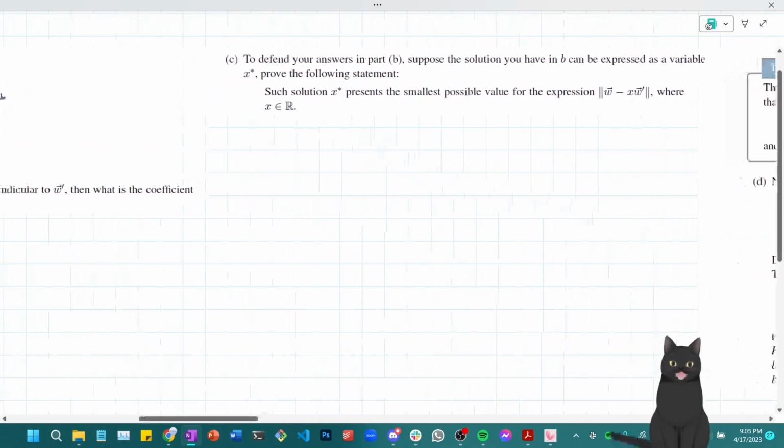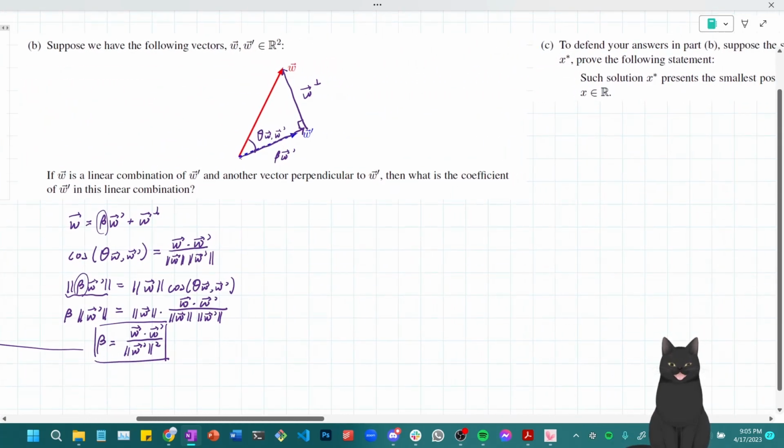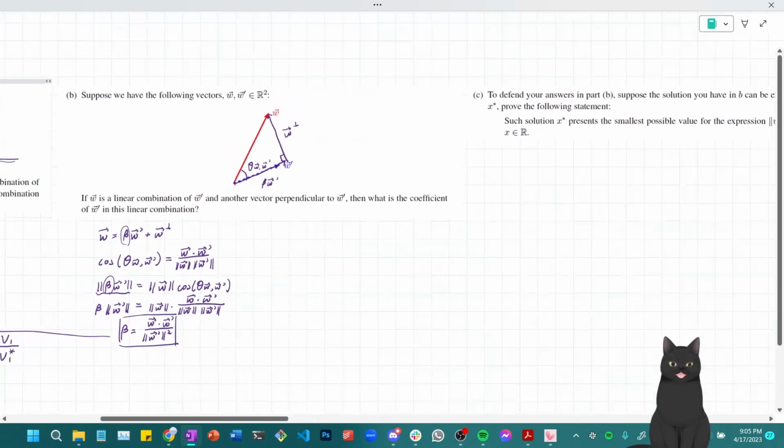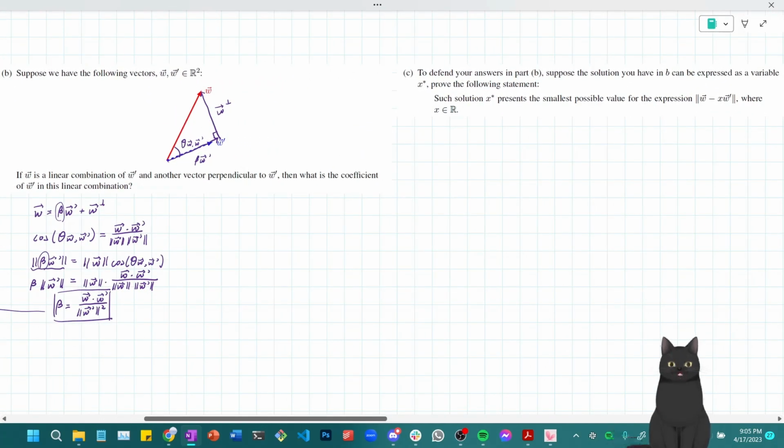So we'll talk about the definition of projection later, but now let's try to complete part C, which depends on part B. So to defend our answers in part B, suppose the solution you have in part B can be expressed as a variable x star. Then prove that such solution x star presents the smallest possible value for the length of w minus xw prime.